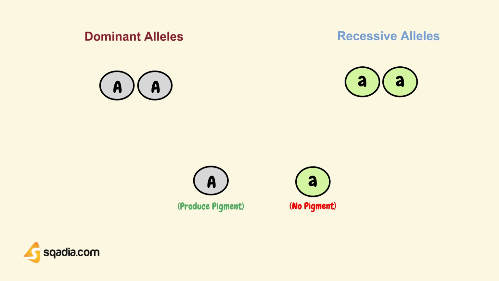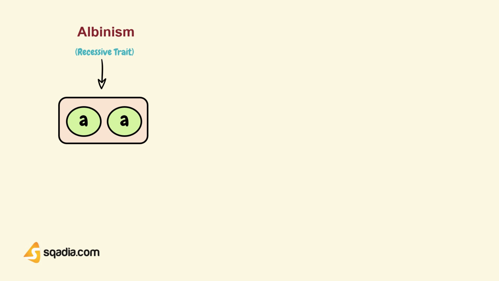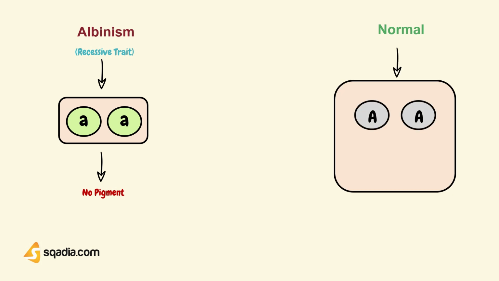Albinism is a recessive trait. It means it is produced when both alleles are recessive. And we have discussed that recessive alleles are represented by lowercase letters, that is, small a and small a. No pigments will be produced, and the individual will be albino. On the other hand, if the genotype is capital A and capital A, or capital A and small a, the individual will produce pigments and will be normal.